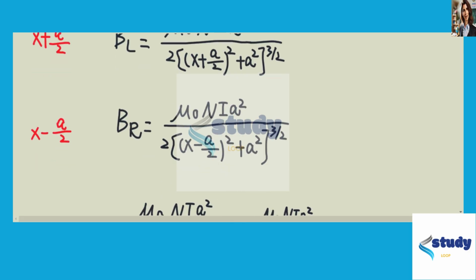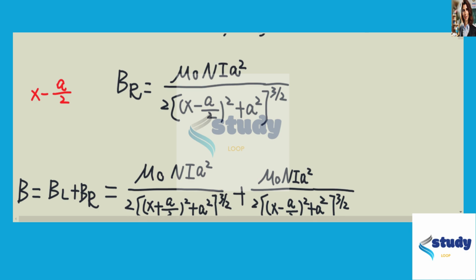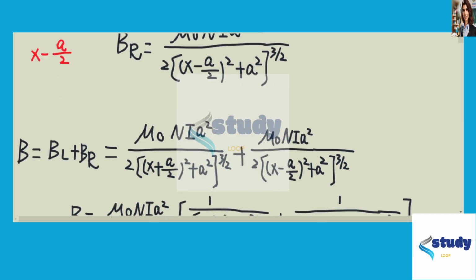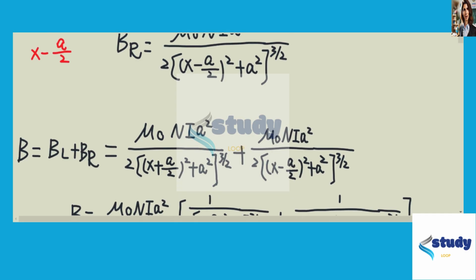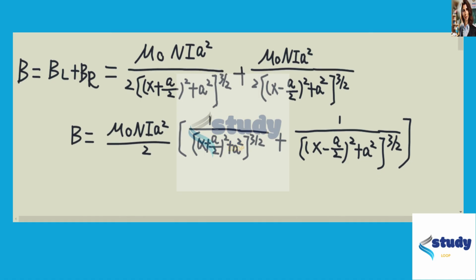So now we can determine the total magnetic field in this case, which is equal to B_L plus B_R. And if we do some arrangement here, eventually we have the magnetic field equal to mu 0 n I a squared over 2, and then times 1 over x plus a over 2 squared plus a squared to the power of 3 over 2, plus 1 over x minus a over 2 to the power of 2 plus a squared to the power of 3 over 2.